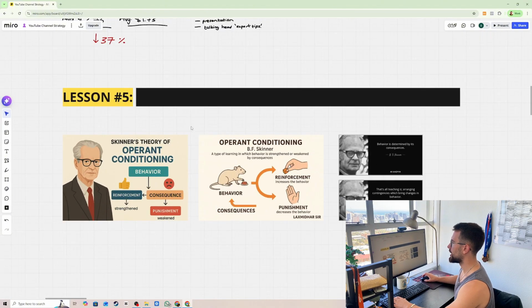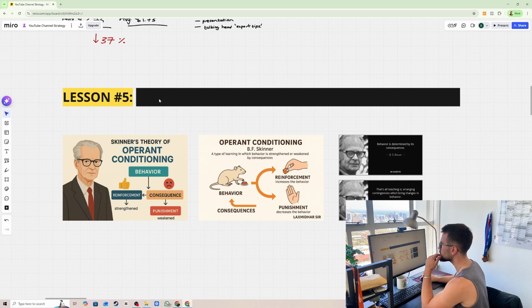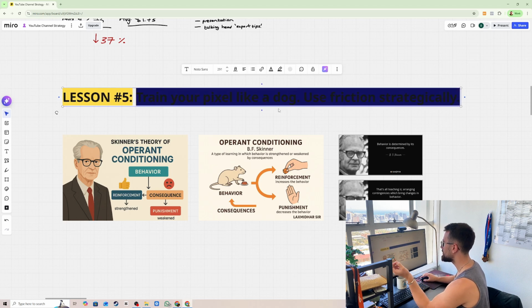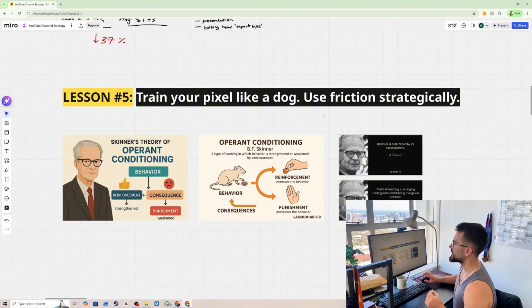Now, lesson number 5, and this is the last lesson. This is for those of you that are struggling with lead quality. Okay, and this has been a game changer for our lead quality. Train your pixel like a dog. You want to be using friction strategically.